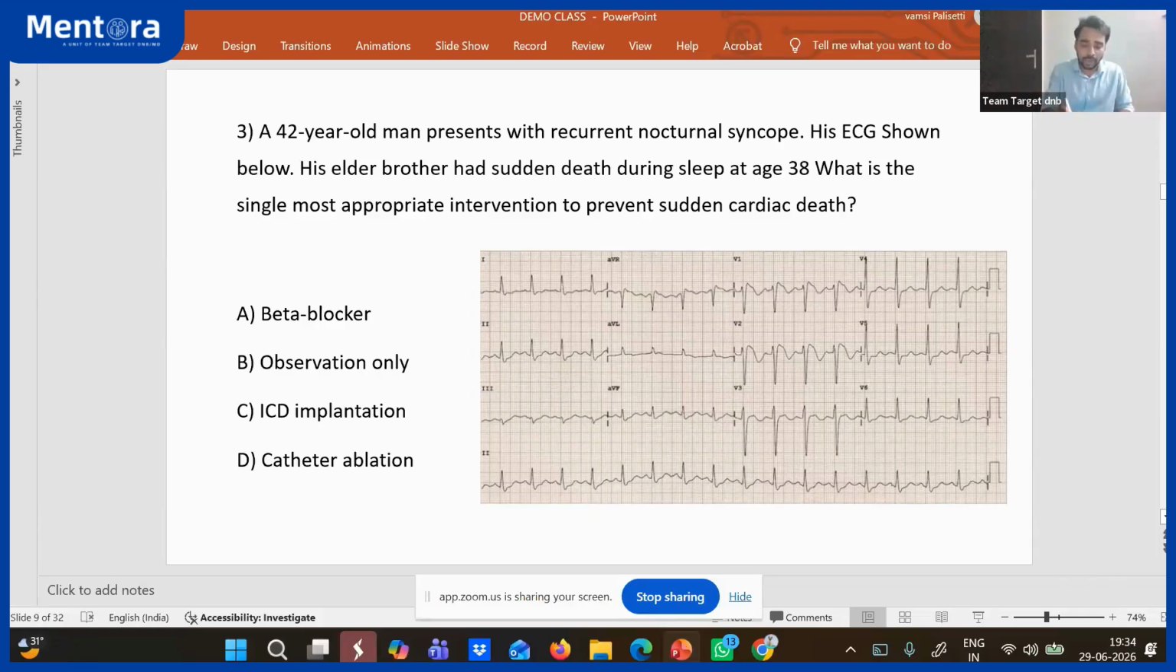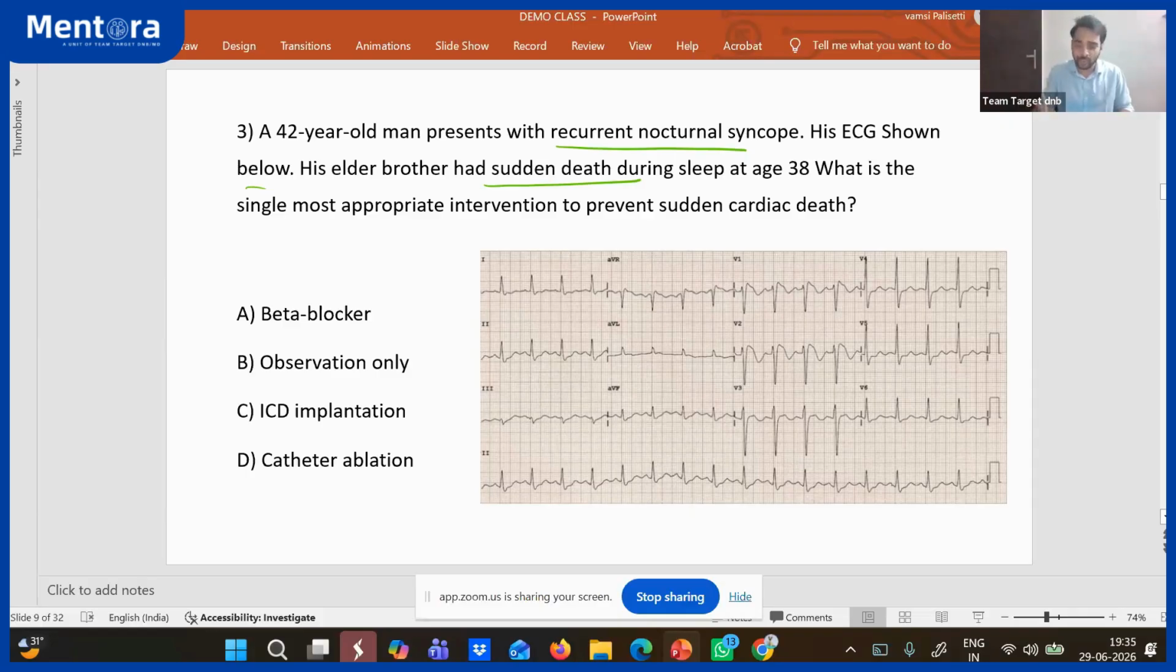A 42-year-old man presents with recurrent nocturnal syncope. The patient has recurrent syncope. His ECG is shown below. We'll see what the ECG is, but without knowing the ECG also, can we answer or not, we'll see. His elder brother had sudden cardiac death during sleep at age 38. The patient has a family history of sudden cardiac death. So what is the single most appropriate intervention to prevent sudden cardiac death? Right? Simple thing they're asking.